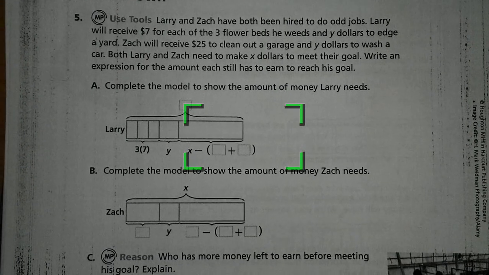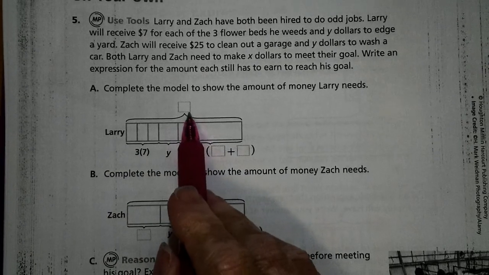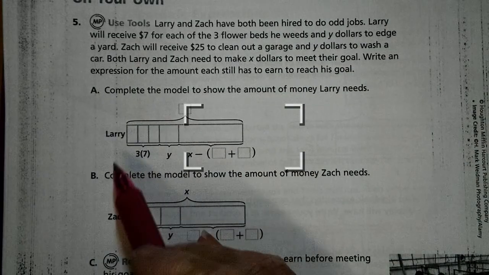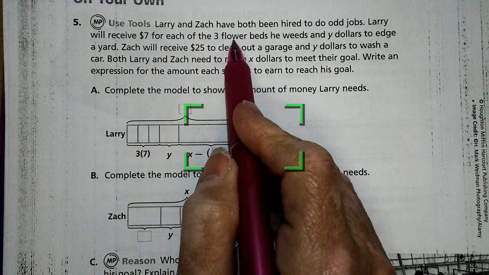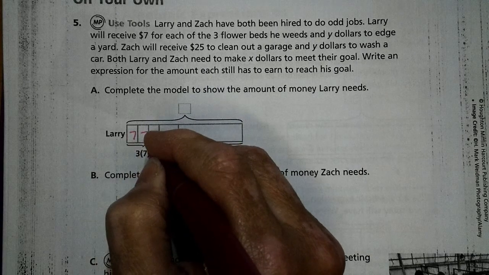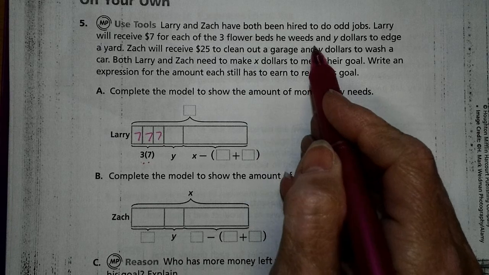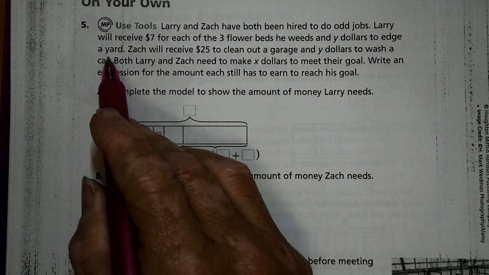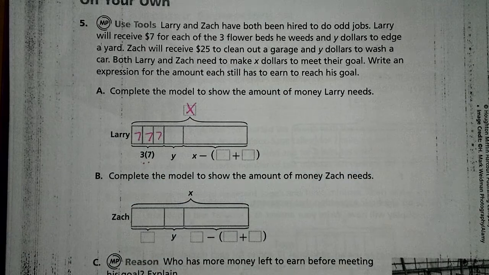Let me kind of help you with 5A, okay? Because it's confusing. So it says Larry and Zach have been hired to do odd jobs. So here's Larry, here's Zach. Larry received $7 for each of the 3 flowers. So as you can see, 7, 7, and 7. And then down here it would be 7 times 3. And he gets Y dollars per yard that he weeds. Okay? So X represents the total cost.